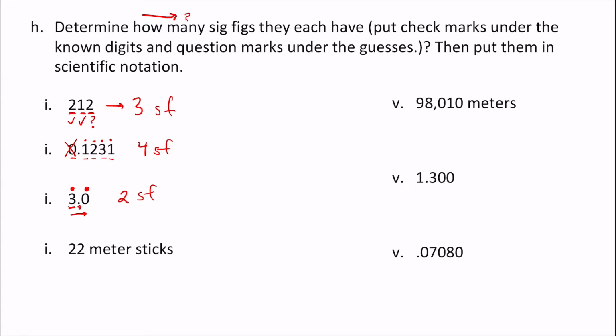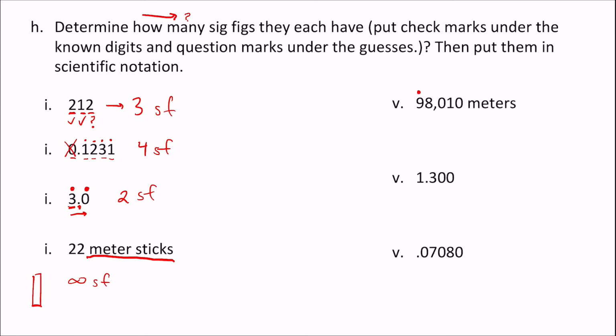22 meter sticks is a trick question. These are meter sticks. They're actual objects. They're unlimited. That just has an unlimited amount of sig figs. So you can write that with like the infinity symbol if you'd like, or you could write it out, unlimited sig figs, or you can write sig figs don't apply. Any of those would be correct answers for that. We can put it in scientific notation, and we will shortly.